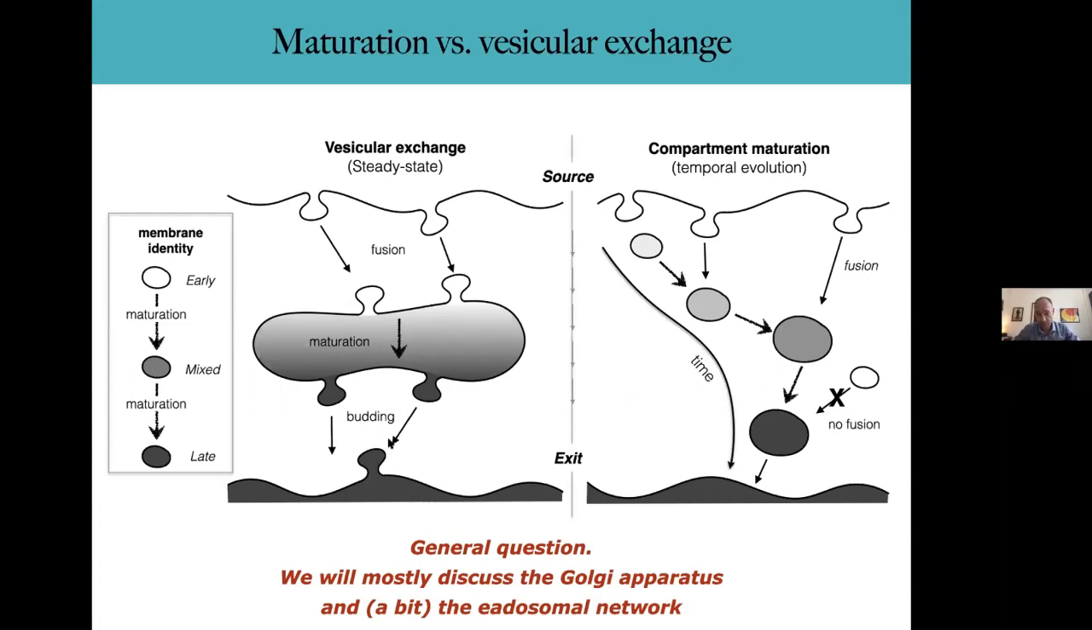That's one possibility. Then another possibility is that these early identity vesicles that are emitted by the source will sort of fuse together to form a compartment, but at the same time this compartment undergoes maturation, and eventually the compartment will have an identity that is so different from the source that fusion will not be possible, and so this compartment will effectively become isolated from the source. It will go on maturing, becoming a late identity, and then this entire compartment or vesicles emitted by this compartment will fuse with the exit. And in this case, you don't have a steady state because the compartment evolves over time and eventually disappears, and a new compartment forms, evolves over time and eventually disappears.